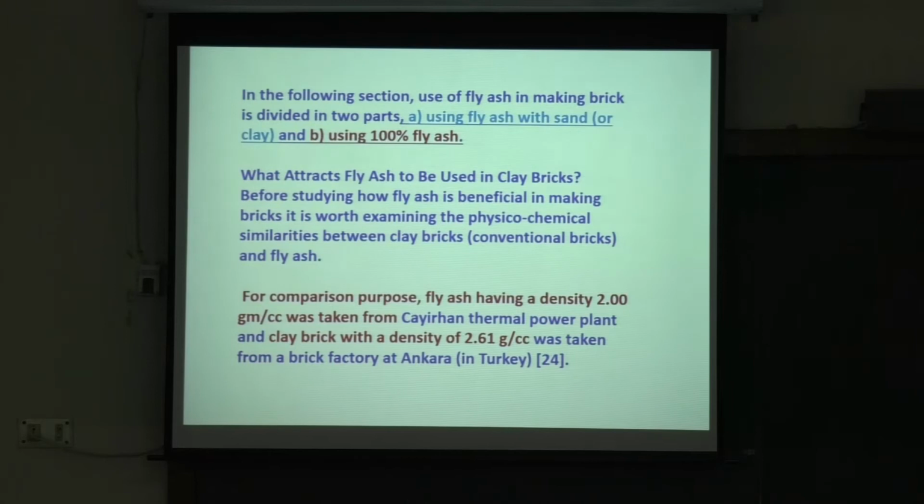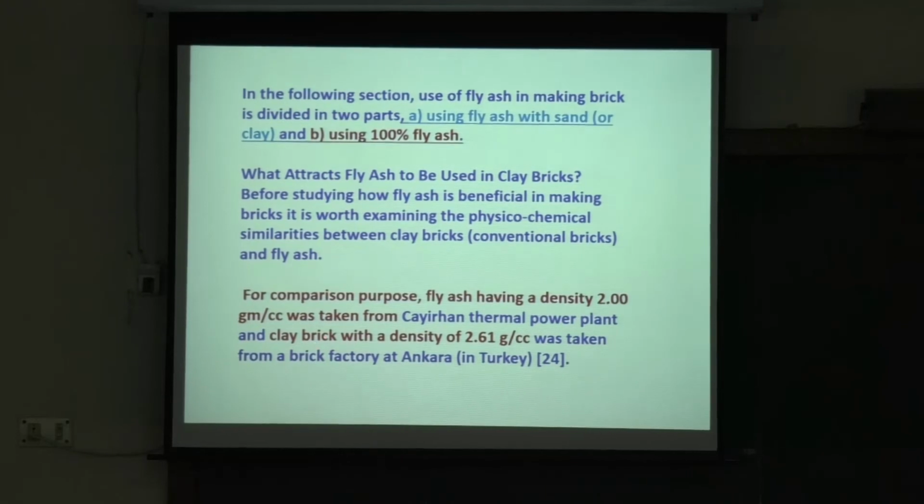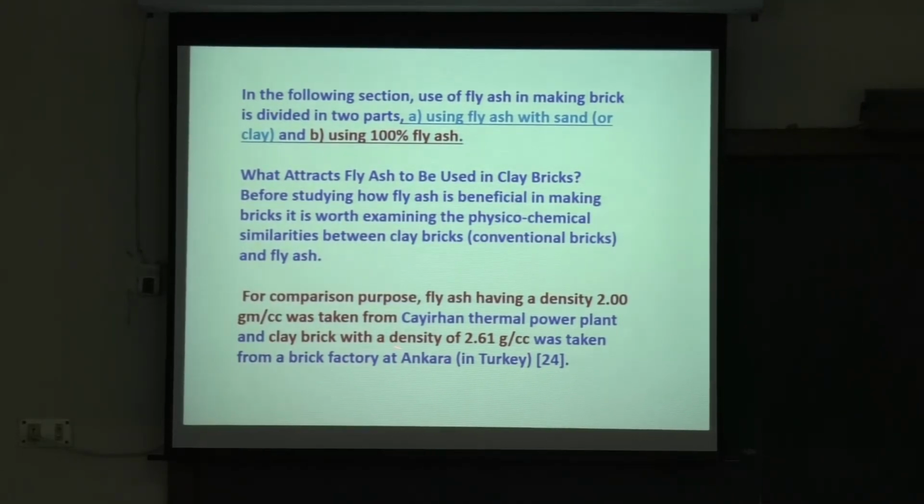For comparison, fly ash can have a density of 2, which was taken from this thermal power plant, and clay bricks with a density of 2.61 was taken from a big factory in Turkey. So this is something now we have gone through India, now we are going to Turkey. Turkey is also quite an active country, okay? All right.